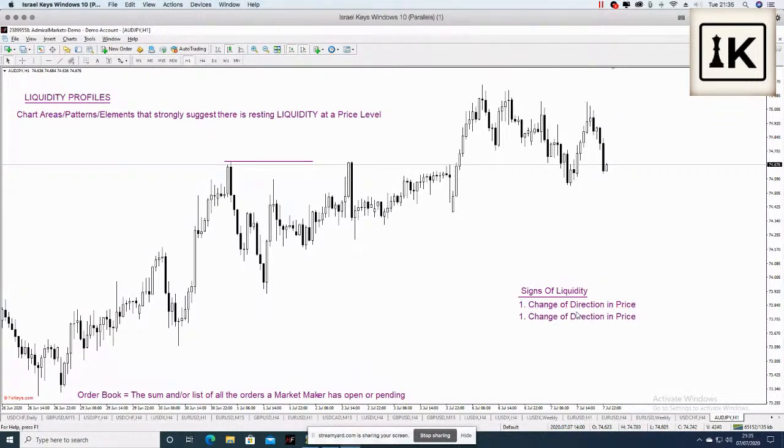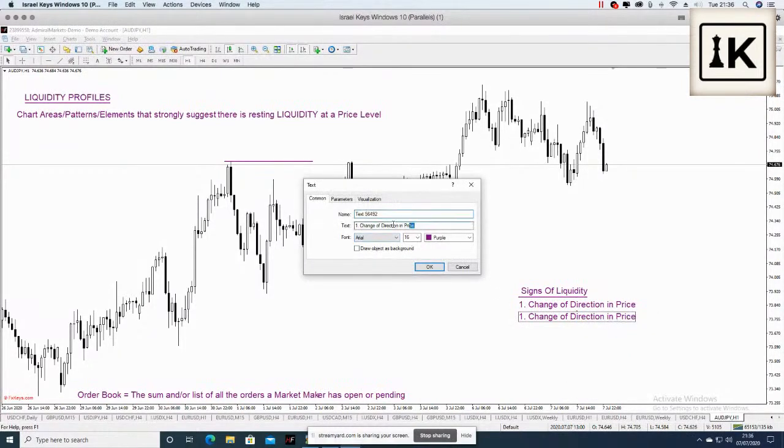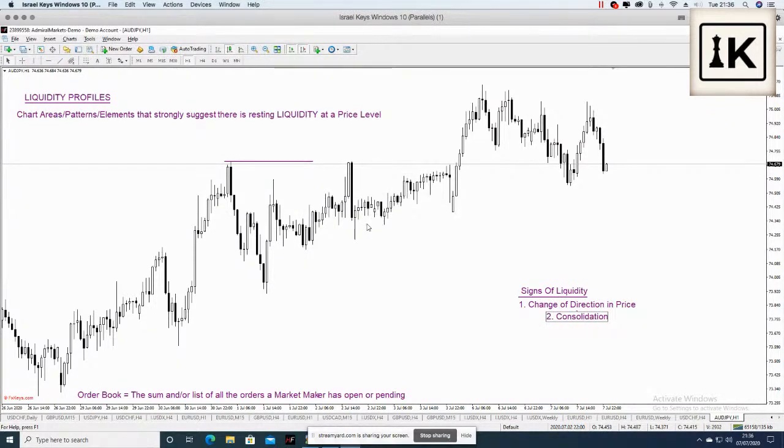Second sign of a liquidity profile, or that there is liquidity somewhere, is a consolidation. It means price is hanging around an area too long. It doesn't want to move away from that area. Or it could be that every time price moves away from that area to one direction or the other, it keeps coming back. These are all signs of liquidity.